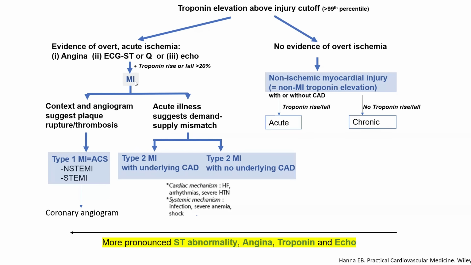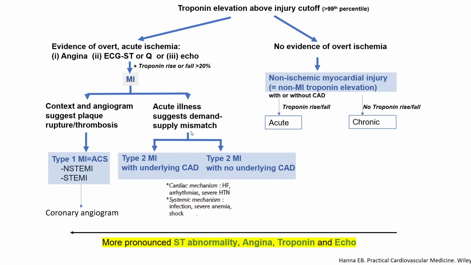Then once you have myocardial infarction, you classify it into type 1 or type 2 MI. So even for type 2 MI, it's not enough to have troponin elevation. You need to have angina or EKG, ST or Q, or segmental wall motion abnormality. Now, we classify MI into type 1 or type 2 based on clinical judgment and context.